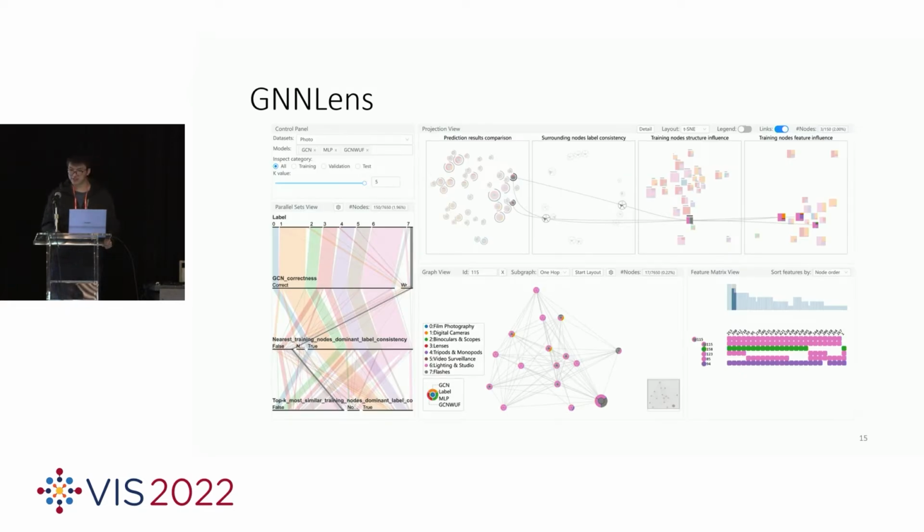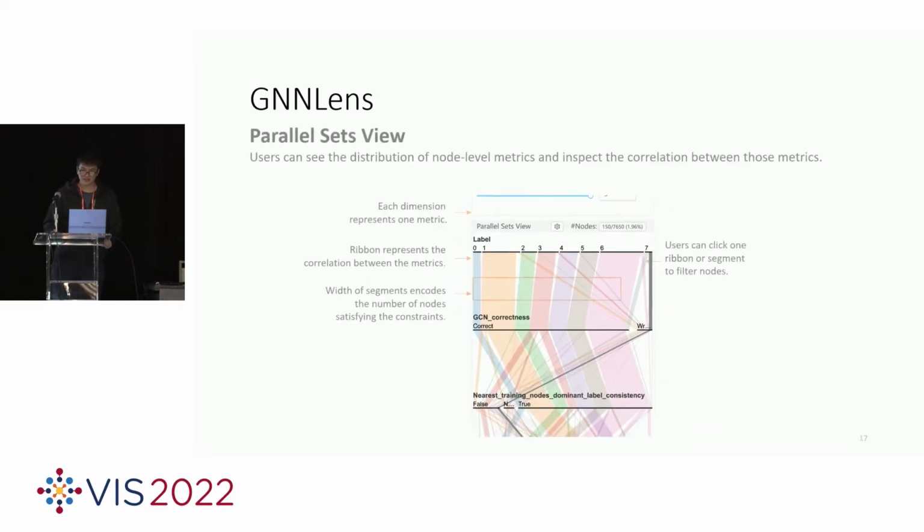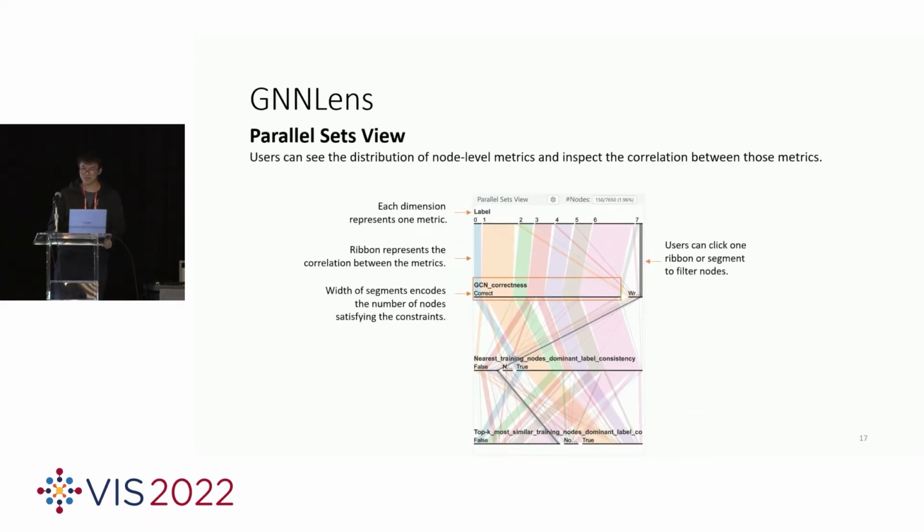The interface of GNNLens consists of 5 main views. The control panel allows users to load the specific datasets and inspect the specific settings of the datasets. The parallel sets view enables users to see the distribution of low-level metrics. They can also inspect the correlation between those metrics.